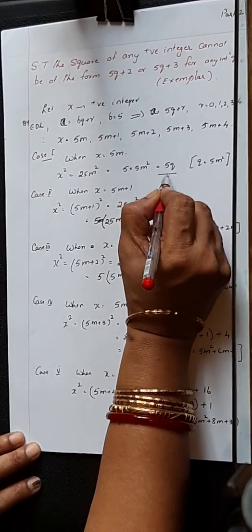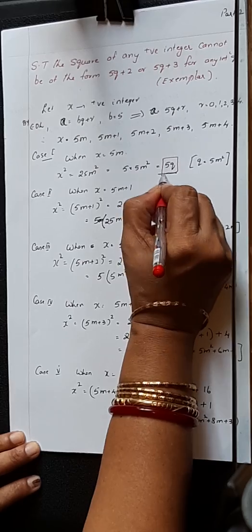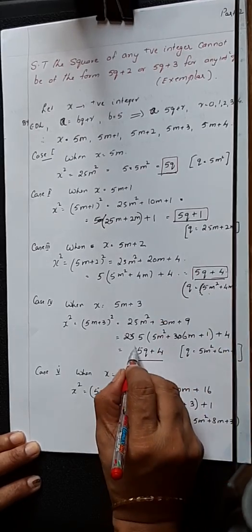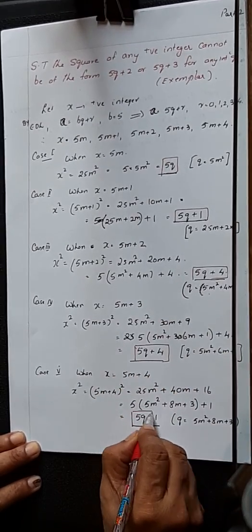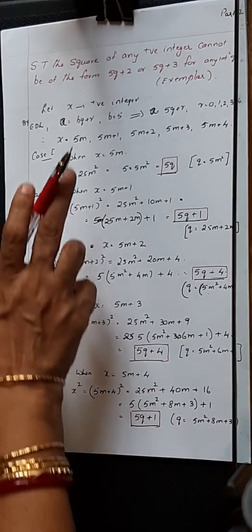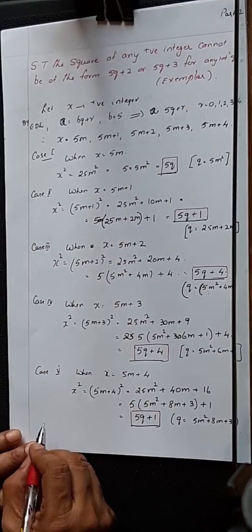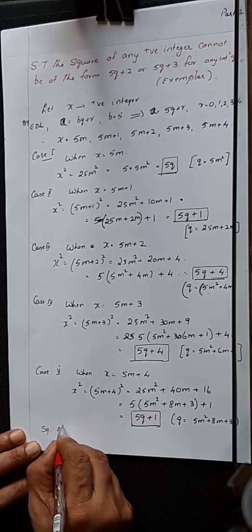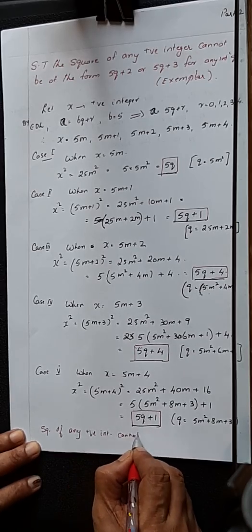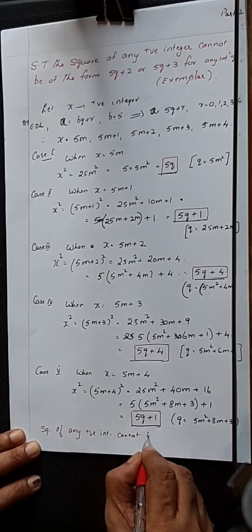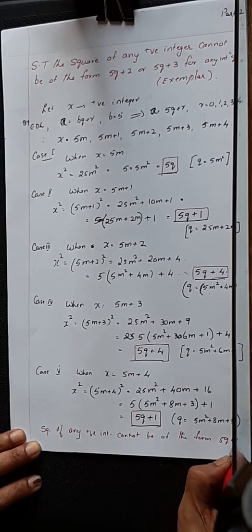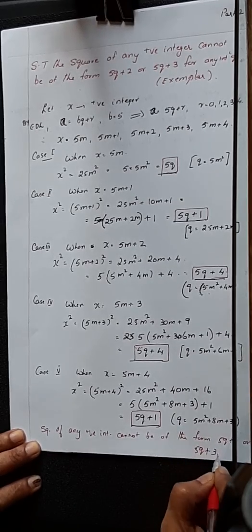So now if you see, the format is 5q, 5q plus 1, 5q plus 4, 5q plus 4, and 5q plus 1. So you don't have the format 5q plus 2 or 5q plus 3 in any of these cases. So you can write, the square of any positive integer cannot be of the form 5q plus 2 or 5q plus 3.